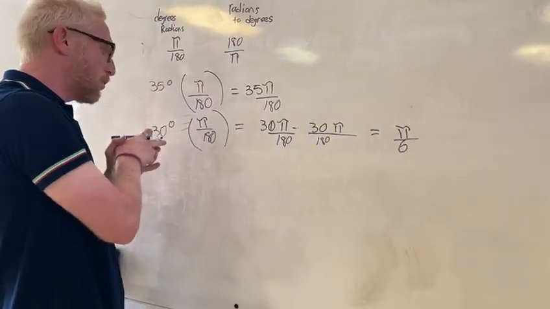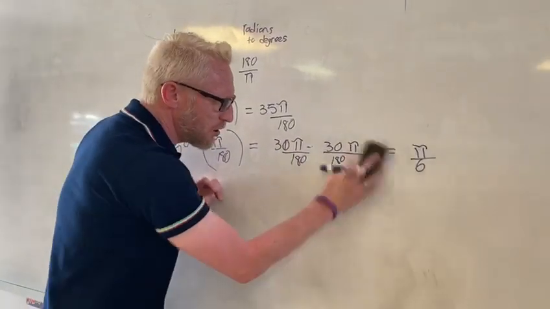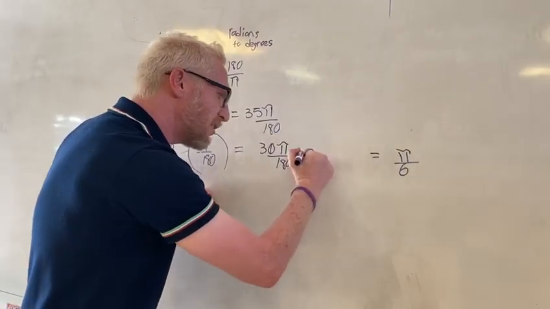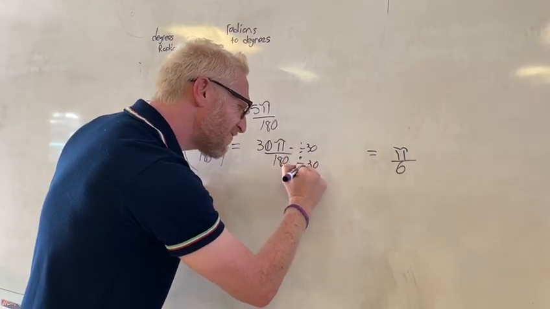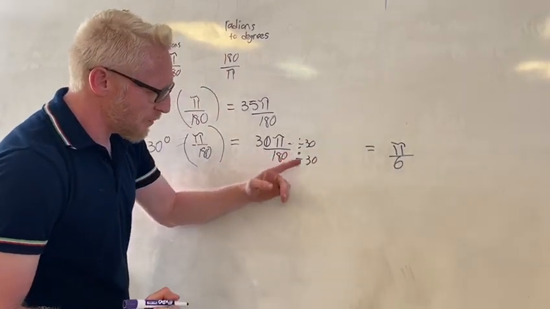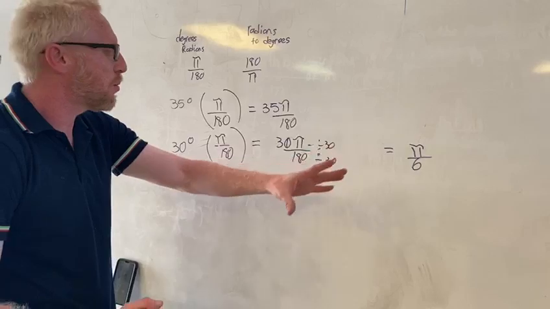So again, I multiply 30 times pi, 30 pi. I reduce the fraction, okay? Dividing everything by 30. And that gives me 180 divided by 30 is 6, and 30 divided by 30 is 1. So I can write 1 pi over 6, or pi over 6.